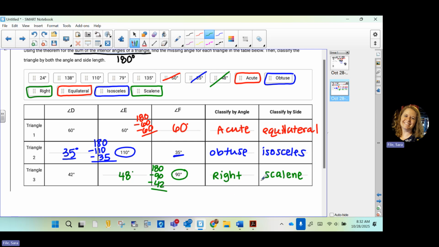If y'all aren't able to classify your triangles, you don't know what the vocabulary is, you need to go back and study the vocabulary. Make some flashcards or something. All right, let's look at the next one. Okay, number 3.